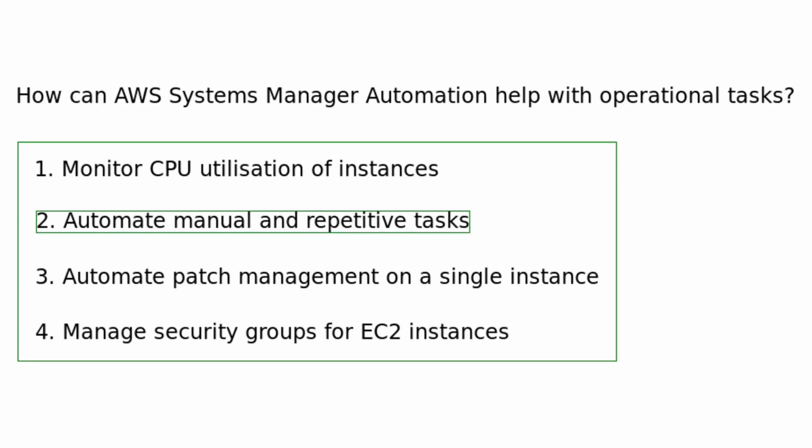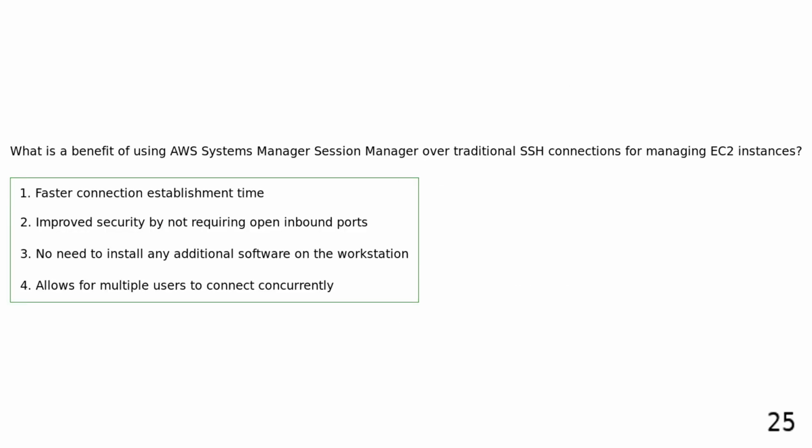AWS Systems Manager Automation enables users to automate manual and repetitive tasks, freeing up time for operational teams to focus on more strategic initiatives. What is a benefit of using AWS Systems Manager Session Manager over traditional SSH connections for managing EC2 instances? Faster connection establishment time. Improved security by not requiring open inbound ports. No need to install any additional software on the workstation. Allows for multiple users to connect concurrently.